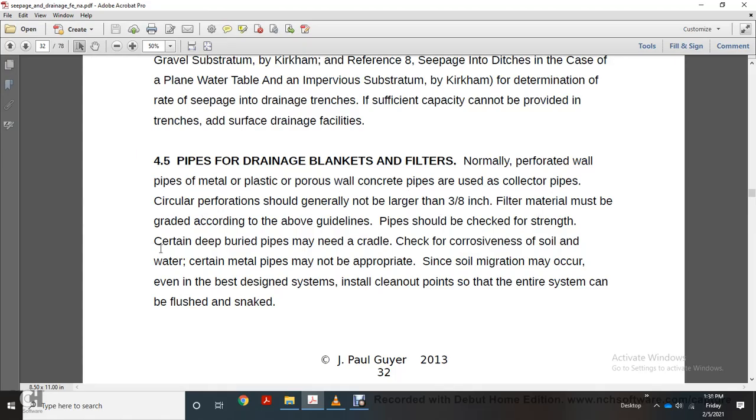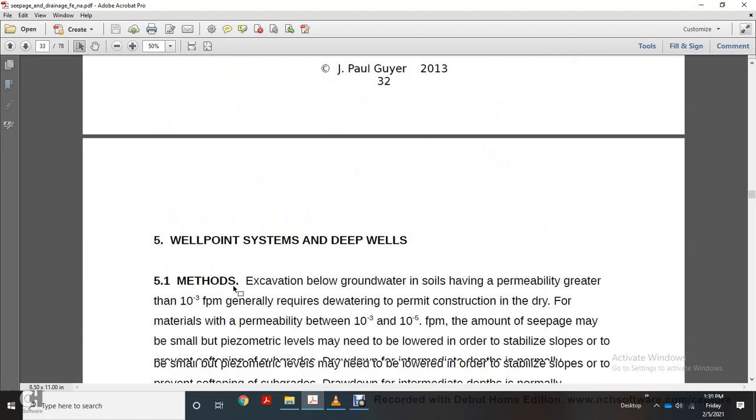Pipes should be checked for strength; certain deep buried pipes may need to be cradled. Check for the corrosiveness of the soil and water. Certain metal pipes may not be appropriate. Soil silt and soil migration may occur even with the best designed system, so include clean-out points so the entire system can be flushed and snaked.